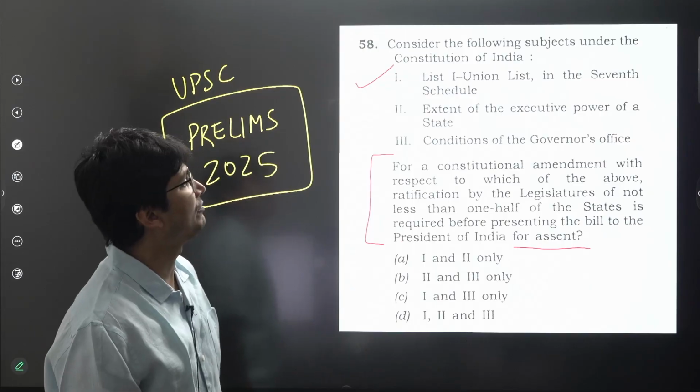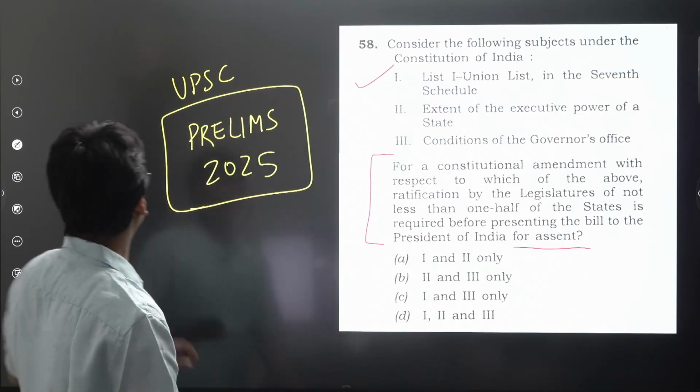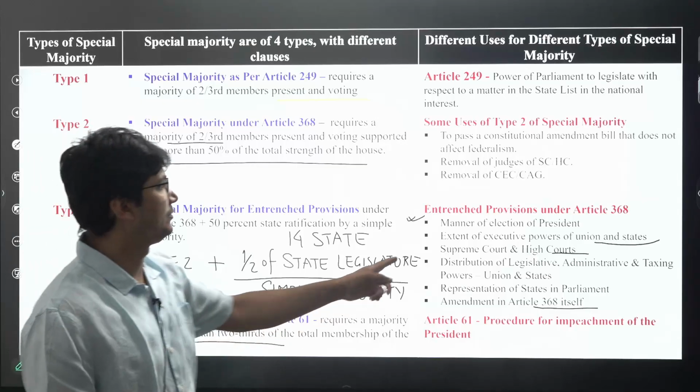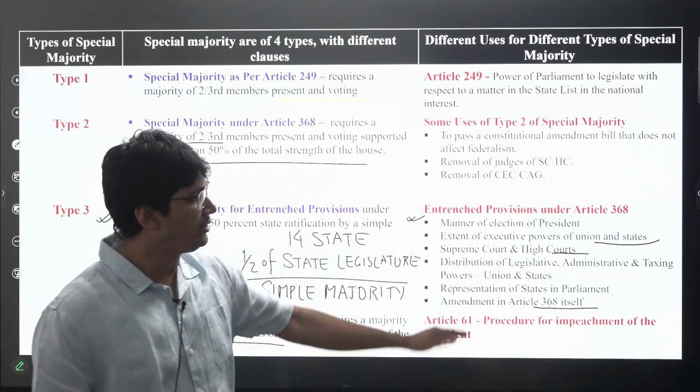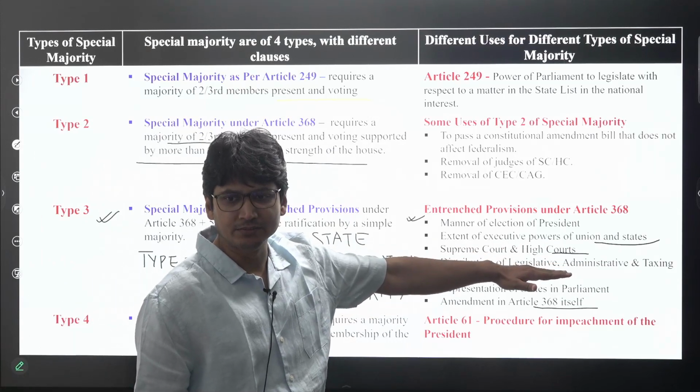Second, extent of executive power of the state. Let's go through the provision again. Extent of executive powers of the Union and states. See, can you see this, what is written here at least?